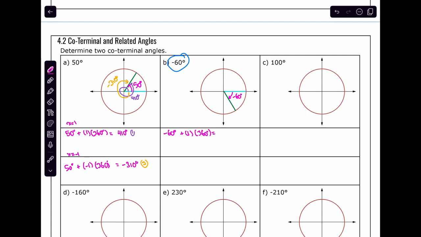And this is going to give us 300 degrees. So when I graph that, I'll go around not making a full revolution because it's not greater than 360. So this would be 300 degrees.